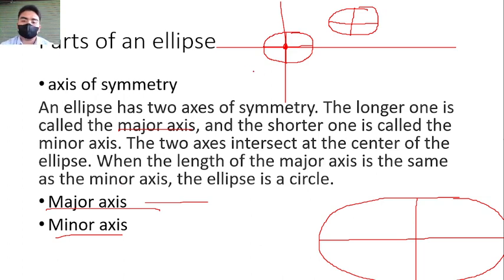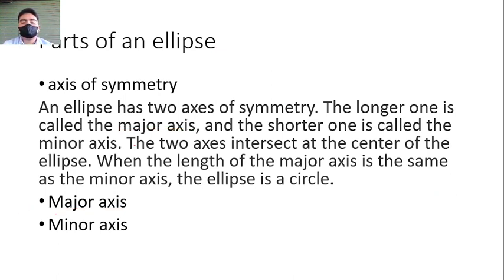And the longer axis is what we call the major axis. Okay, and our shorter axis is what we call the minor. Okay, minor. All right, so I hope that it is clear enough. All right, so the two axes intersect at the center of the ellipse. This center forms a perpendicular. Okay.